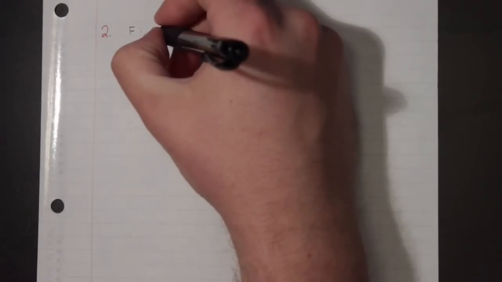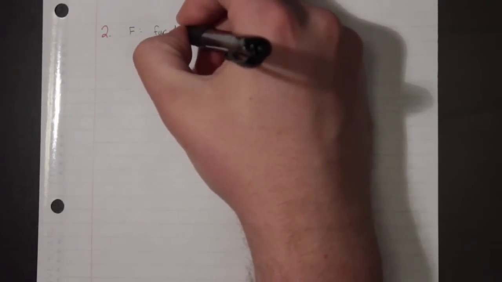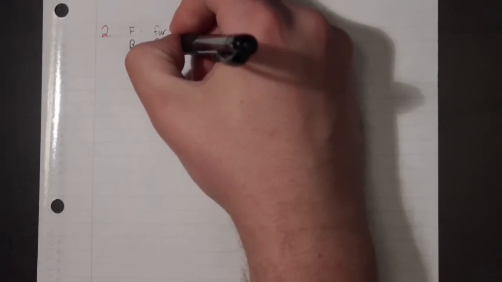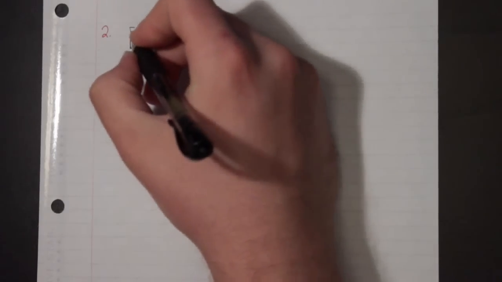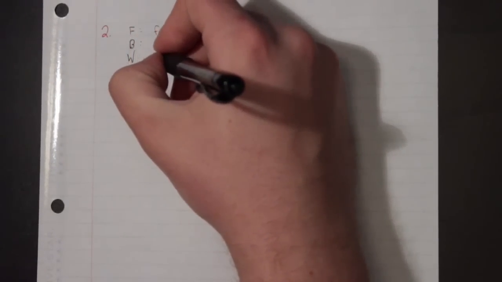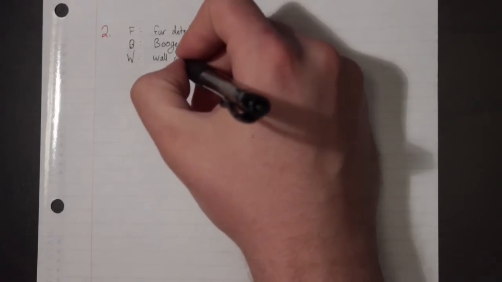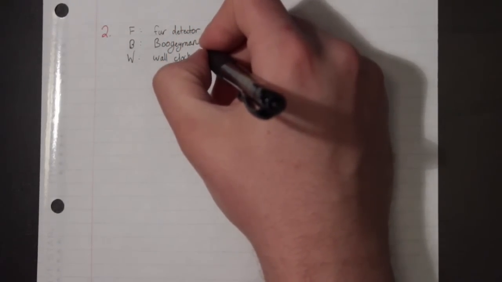So we decide to build a boogeyman trap, and it's a combinational circuit that consists of 3 sensors. We have one sensor called F, which is a fur detector. Then we have B, which is a boogeyman detector, so that'll fire if the boogeyman is detected. And we have W, which is a wall clock. This will fire if the time is between 9 p.m. and 6 a.m.